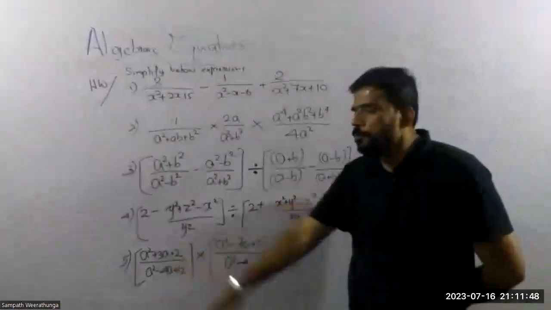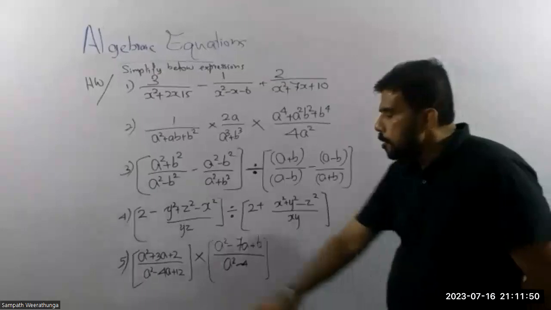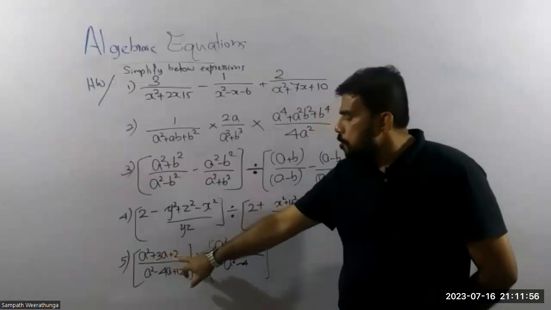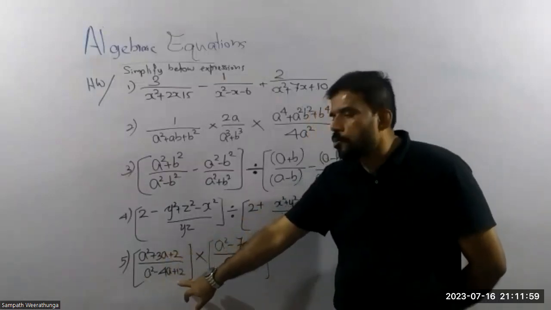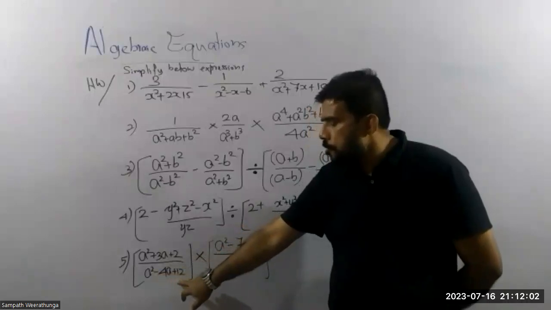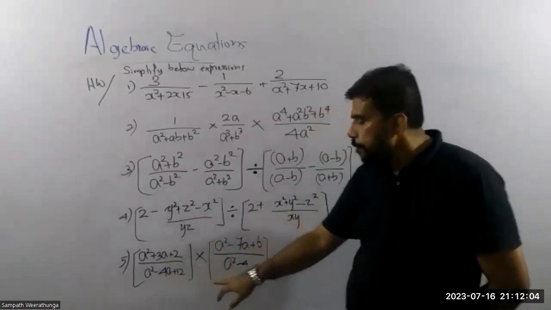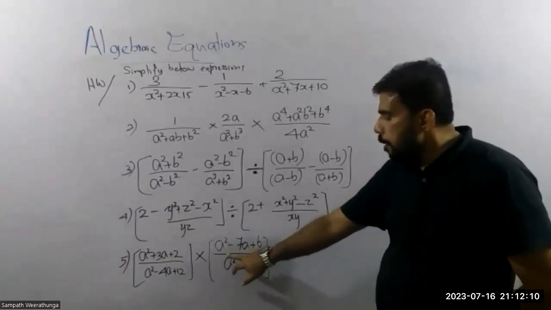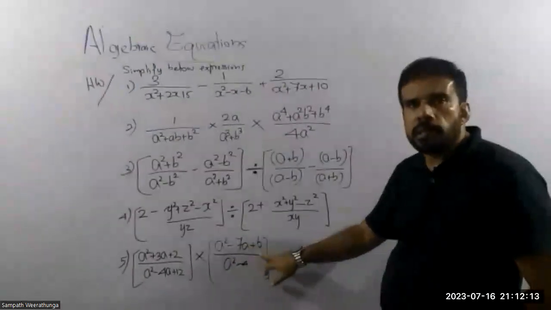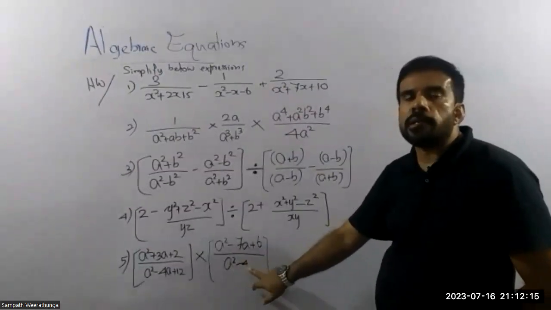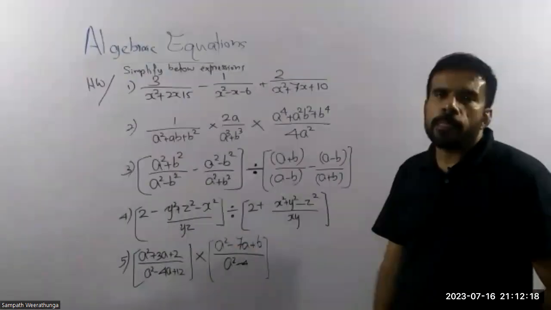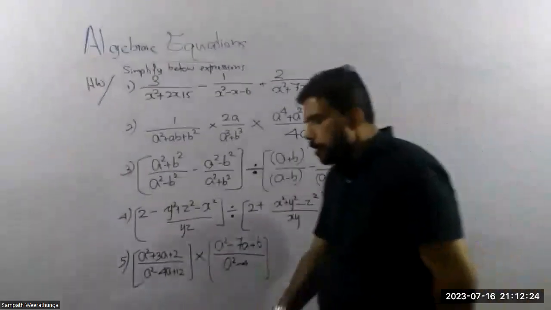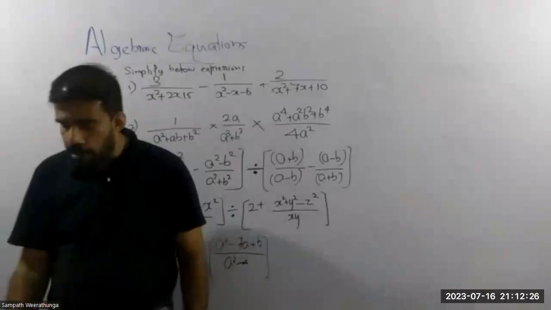And the fifth one: a squared plus 3a plus 2 over a squared minus 4a plus 12, multiplied with a squared minus 7a plus 6 over a squared minus 4. Those are the homework exercises we plan to give you.